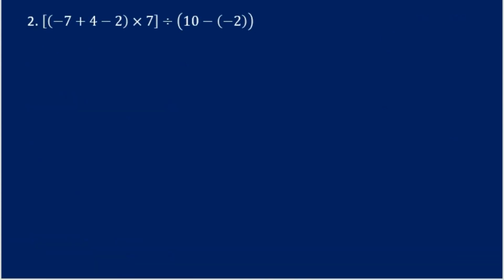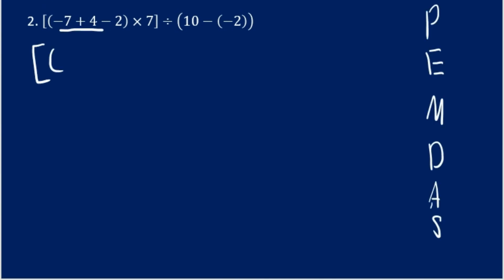Now, second question. So, Jo, do you think you know what to do here? First you have to do all the numbers in the parentheses. And, well, there are a lot of parentheses here, so which parentheses would I do? The first one, the minus 7 plus 4 minus 2. Correct. So, now negative 7 plus 4, which is? Negative 3. So negative 2 times 7 divided by 10 minus times negative 2.